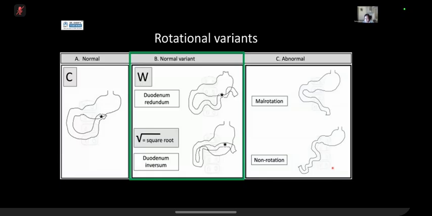Although literature says it is rarer to get a volvulus in a complete pure non-rotation, it is still a risk. Okay.